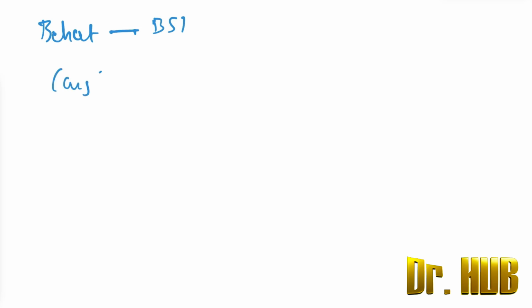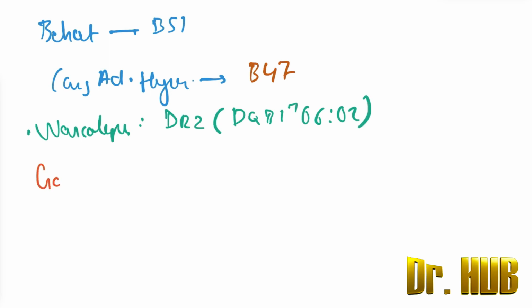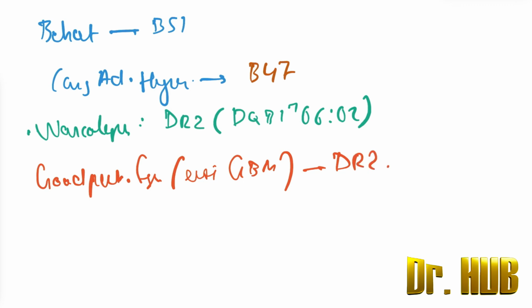Then comes the congenital adrenal hyperplasia. That involves the B47. Next, looking at the narcolepsy, there is a DR2, so DQB1*0602. Then there is also the Goodpasture. Goodpasture syndrome is nothing but the anti-GBM, and this is the DR2.